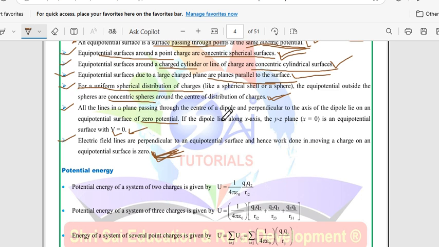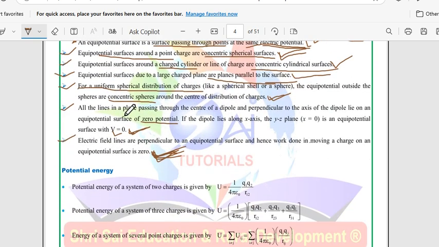So, if the dipole lies along the x-axis, the remaining plane is an equipotential surface with potential 0. The electric field lines are perpendicular to an equipotential surface, and hence the work done in moving a charge on an equipotential surface is also 0. I hope this concept of equipotential surface is clear to you.